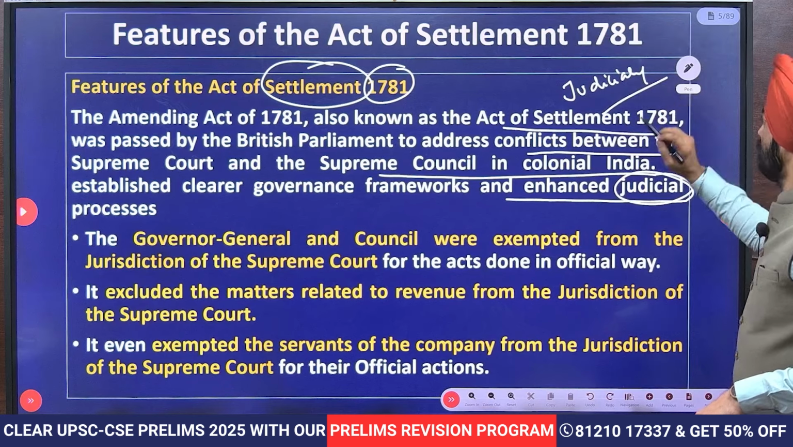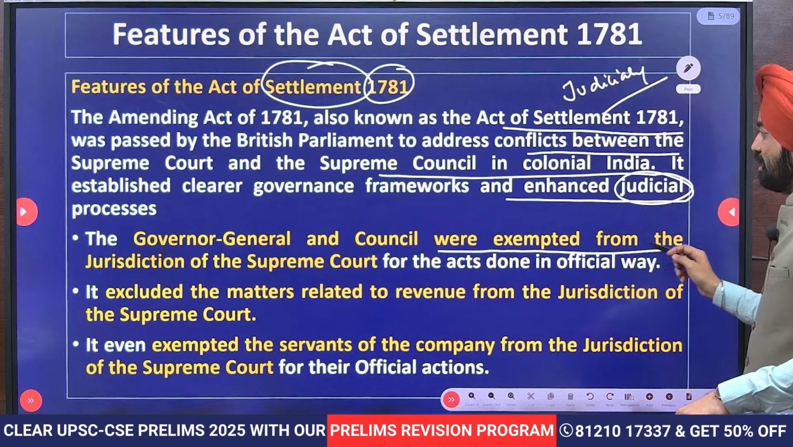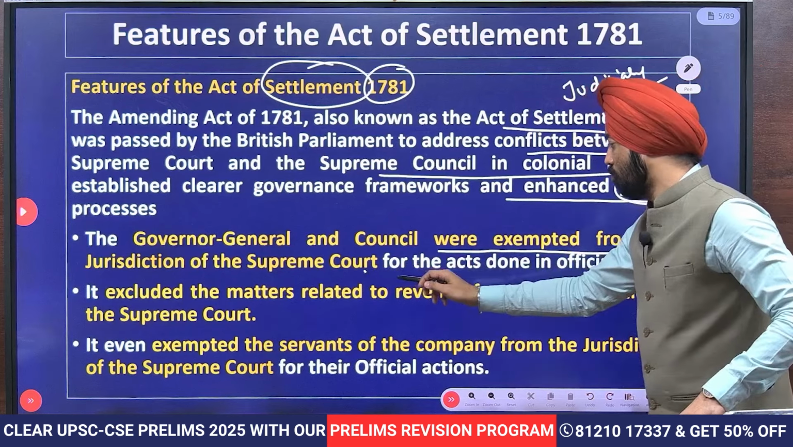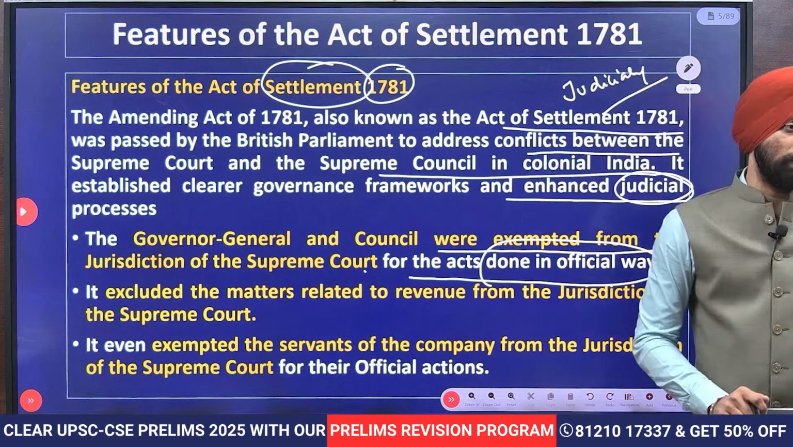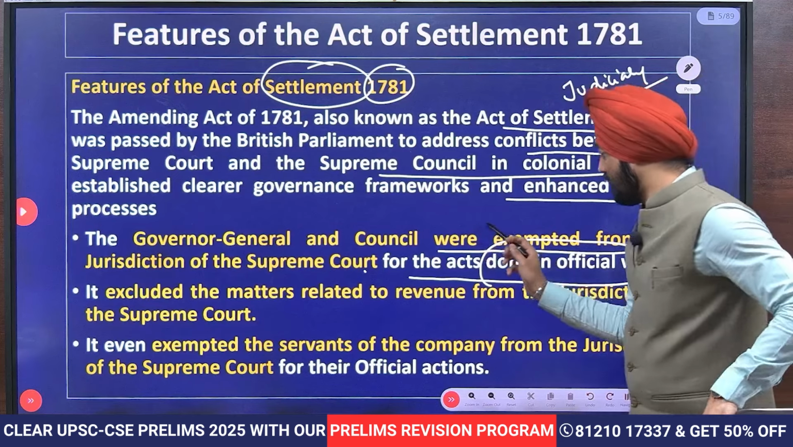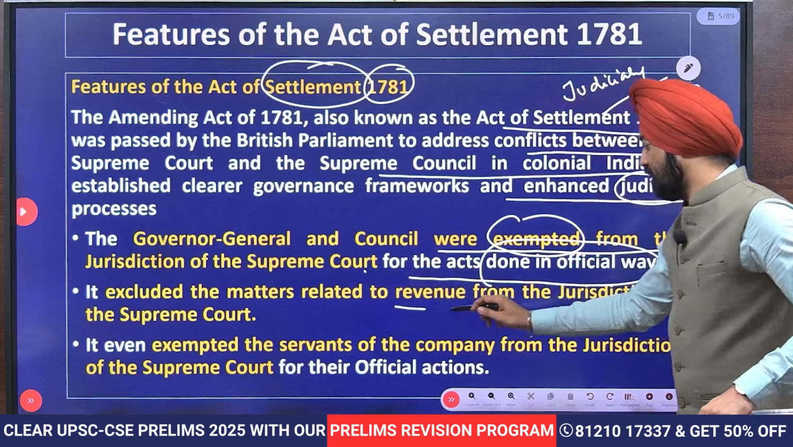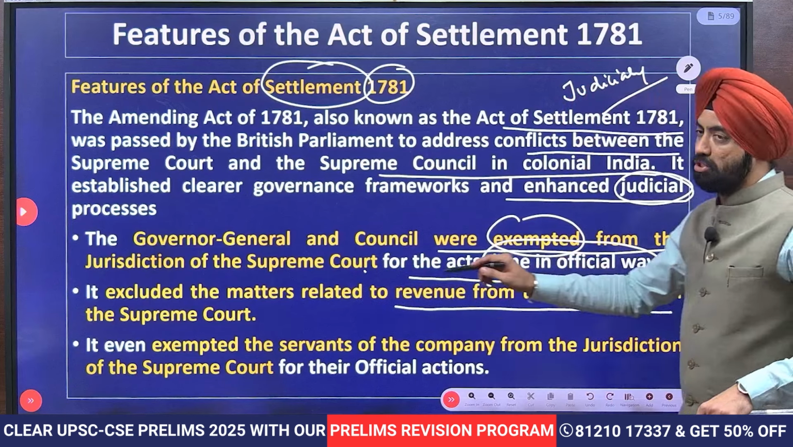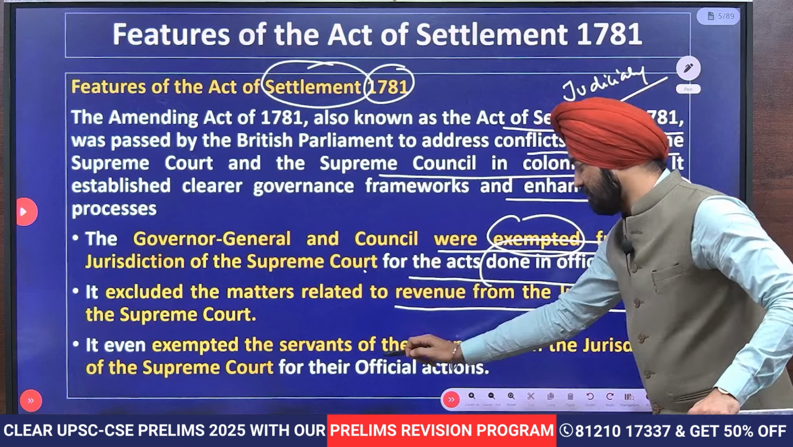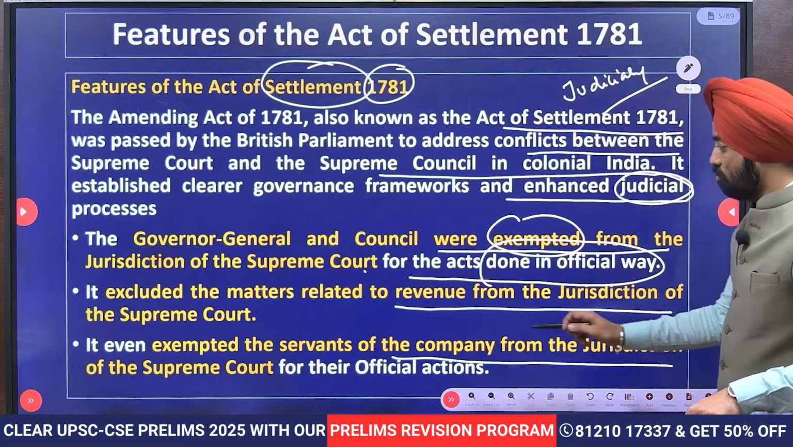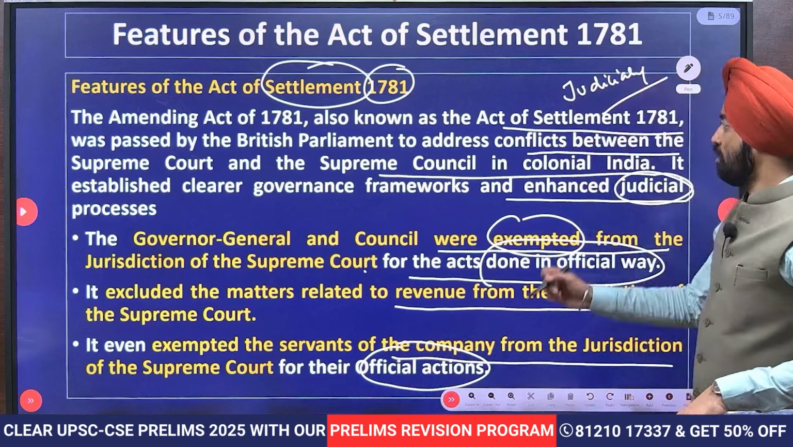So this is the message. Then the Governor General and Council were exempted from the jurisdiction of the Supreme Court for acts done in their official capacity. So what has happened? They got a complete exemption. It excluded matters related to revenue from the jurisdiction of the Supreme Court. And one last thing, it even exempted the servants of the company from the jurisdiction of the Supreme Court for their official actions. So what has happened?